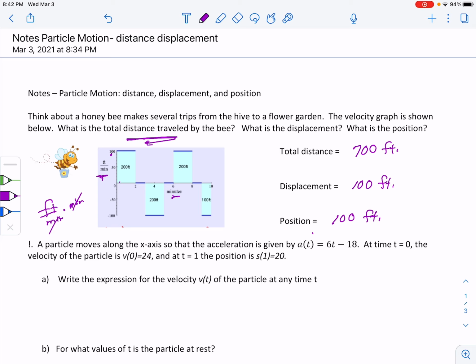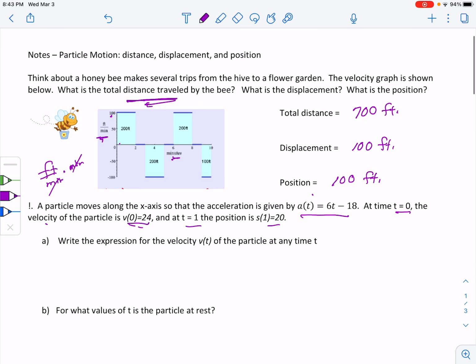All right. We now have a particle moving along the x-axis. They gave us the acceleration function. They said at time 0, the velocity is 24. And at t equals 1, the position is 20. It says write the expression for the velocity of the particle at any time t. Well, remember the integration of acceleration gives you a velocity.